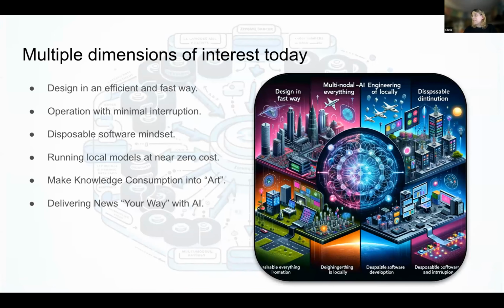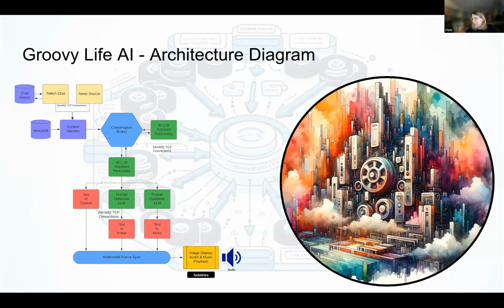I have multiple dimensions of interest today: designing in a fast, efficient way, dealing with the current field of AI moving so fast; operating with minimal interruption to the system, and without any loss, as little loss as possible, as you're updating things; a disposable software mindset where you're building fast and dealing with lots of Python model code that might need special dependencies; running local models at near zero cost, trying to really do as much as you can without paying companies for experimentation; making knowledge consumption more into an art; and delivering news your way with AI, which I'll go into towards the end.